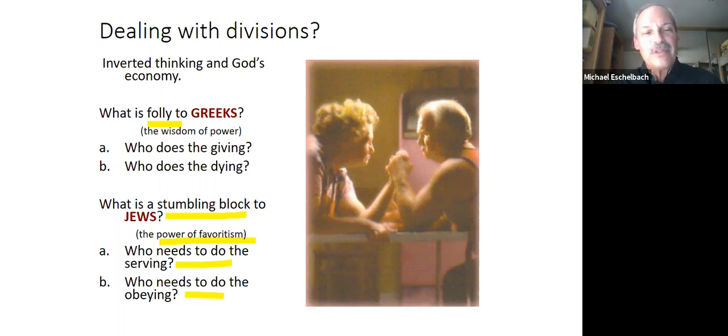And when it comes to favorites, who does the obeying? The sheriff's sons, they don't drive the speed limit. The mayor doesn't worry about where he parks his car. Everybody else needs to worry about that sort of stuff. And so the idea that Jesus, as the Son of God, is God's favorite of favorites, and because of that sets everything aside to become the lowliest of servants, that's a stumbling block. I can't go there. It doesn't compute in my way of thinking about things.